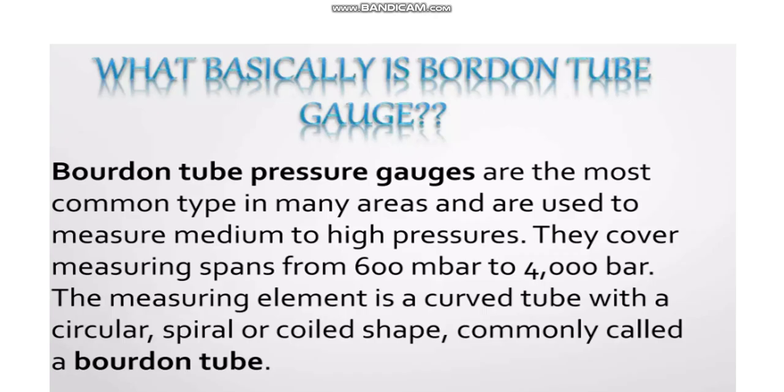Today we are going to see the Bourdon tube. What is meant by Bourdon gauge? Bourdon gauge is used to measure medium pressure to high pressure, and it is of the elastic type. If we give any pressure to this Bourdon gauge, it will deflect, which will produce displacement. That deflection is directly proportional to the applied pressure. This is the basic principle behind the Bourdon tube. It is used to measure medium pressure to high pressure, that is 600 millibar to 4000 bar.